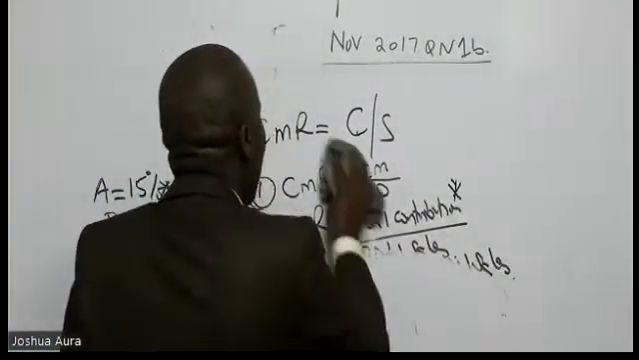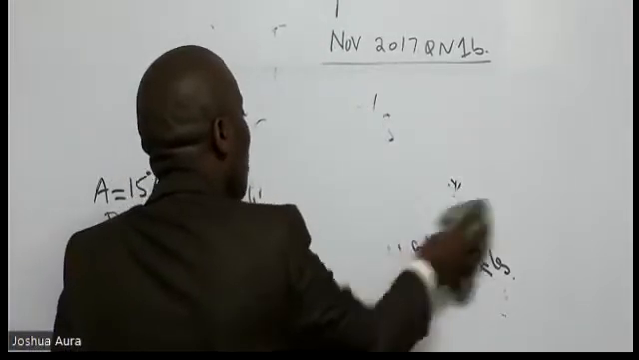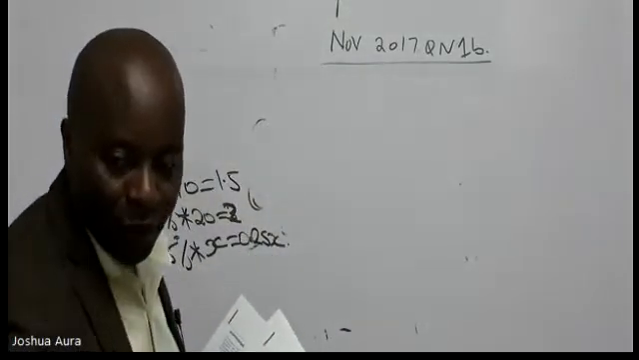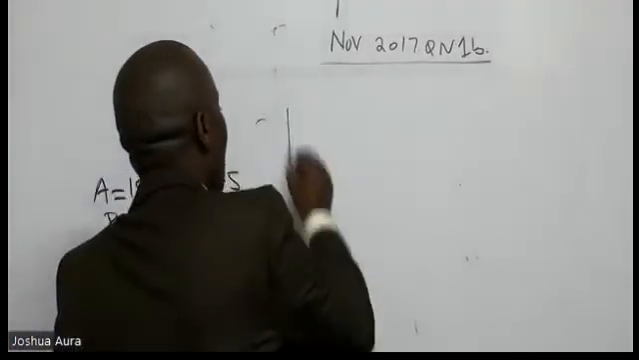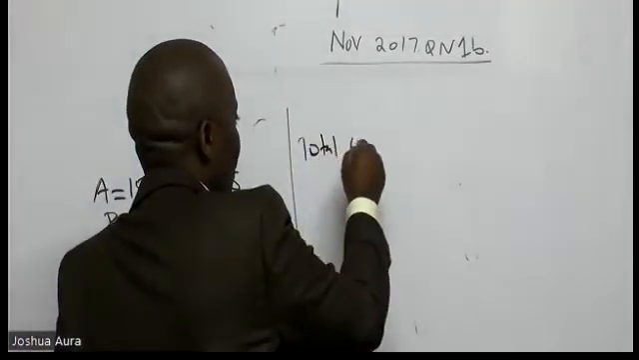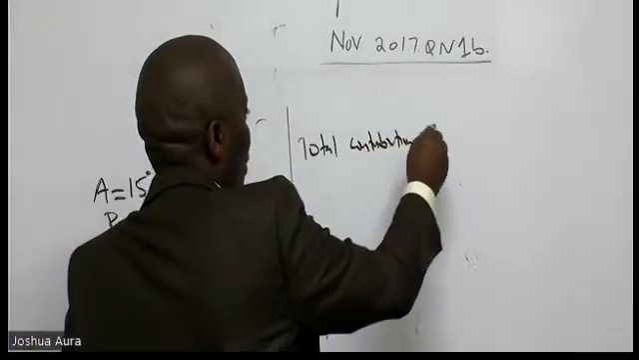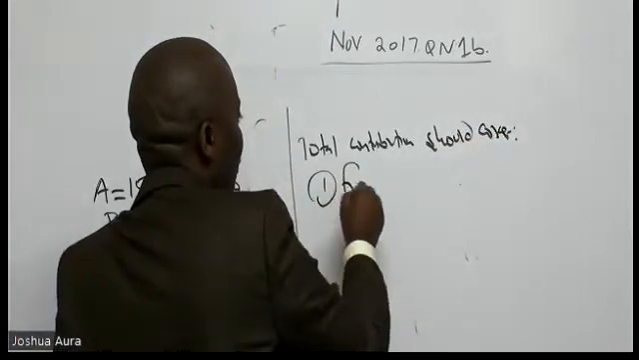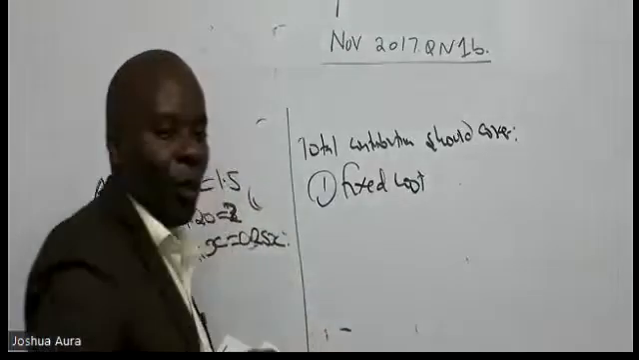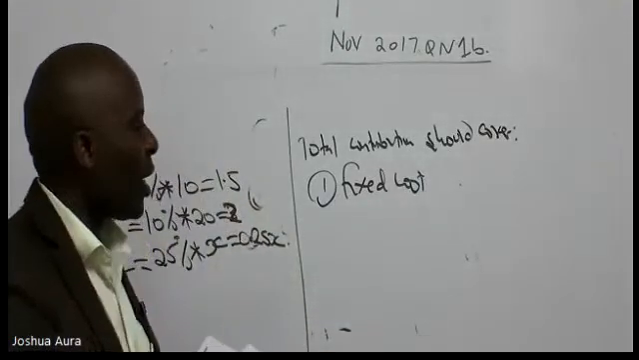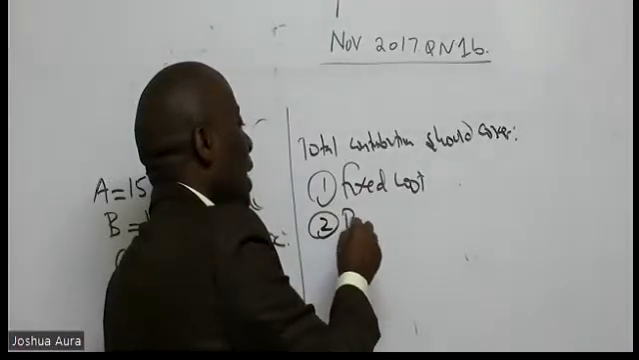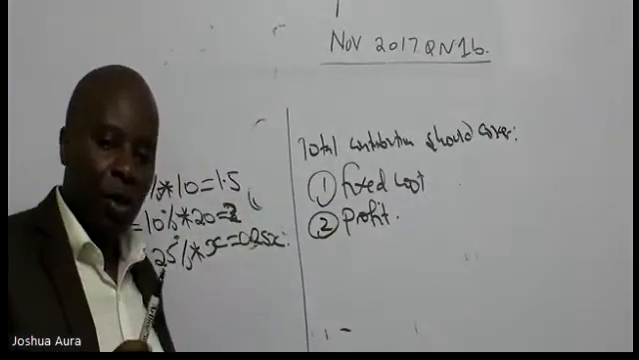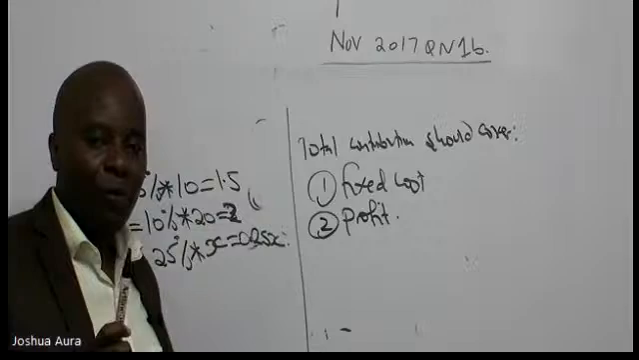Low-hanging fruits that I'm talking about. The other thing, ladies and gentlemen, that I'm supposed to know very fast is that the total contribution that we generate should cover, number 1, the fixed costs of a firm. We contribute towards fixed cost, that's the number 1. And then number 2, we contribute towards getting a profit. Total contribution should cover fixed cost, and then number 2, the profit of the organization.